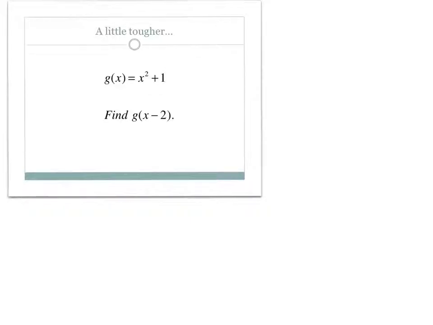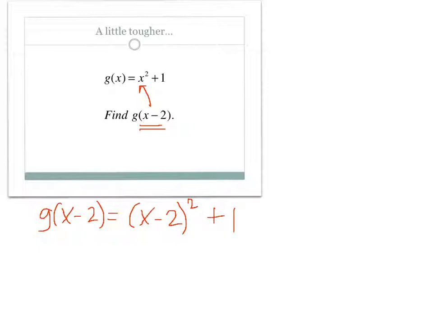Let's take a look at one more example. This one's a little bit trickier. This time I need to take x minus 2 and plug it in for x. So I want g of x minus 2. When I plug that in for x, that gives me x minus 2 squared plus 1. The key here is that you need to FOIL. You need to recognize that this is really x minus 2 times x minus 2, plus 1.